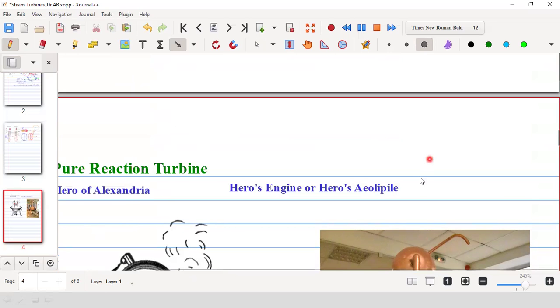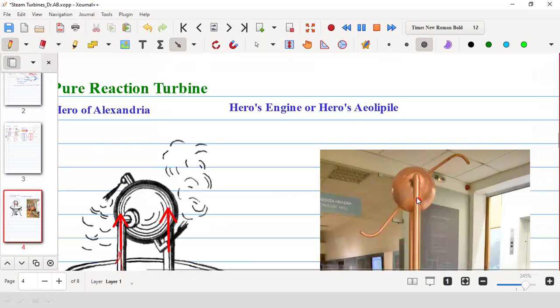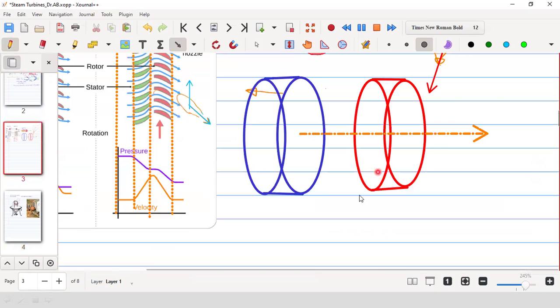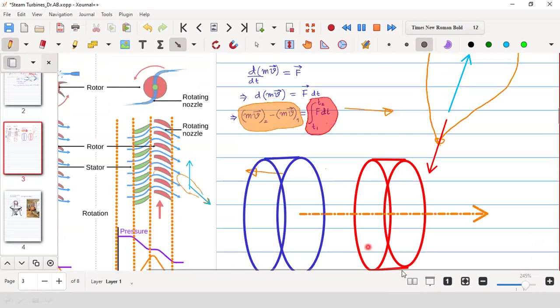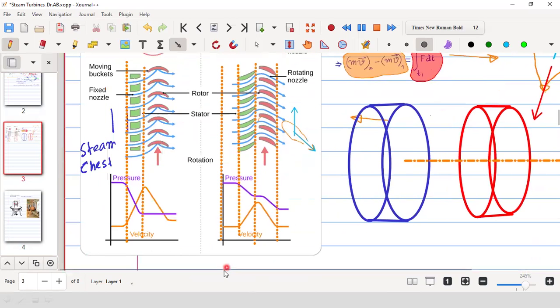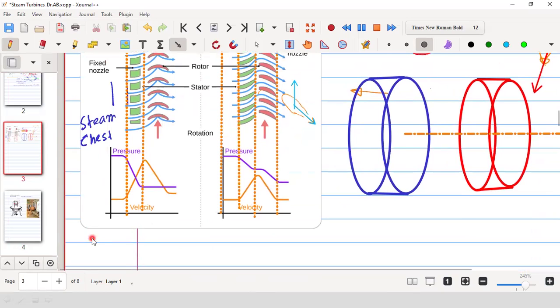So this is one thing, but for power production in an efficient way, this is not possible. So what we do basically is use an impulse reaction turbine instead of a pure reaction turbine. Okay. Now this is impulse reaction.